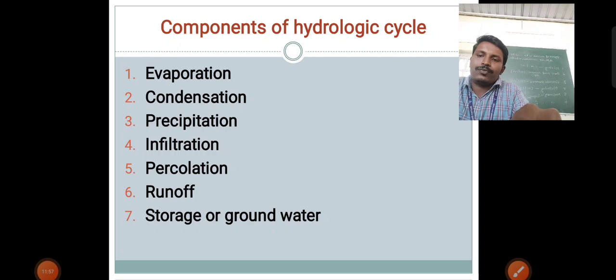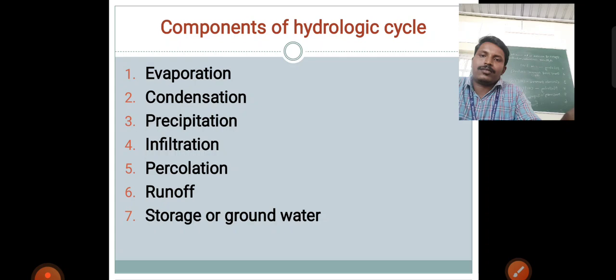Next one, runoff. It is defined as the water freely flowing on the ground surface and finally reaching streams, rivers, lakes, oceans.